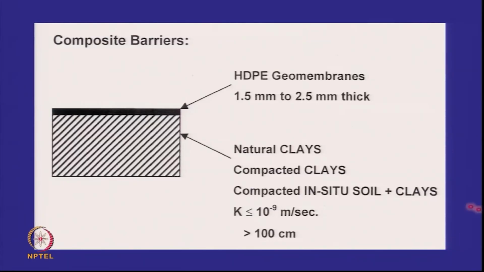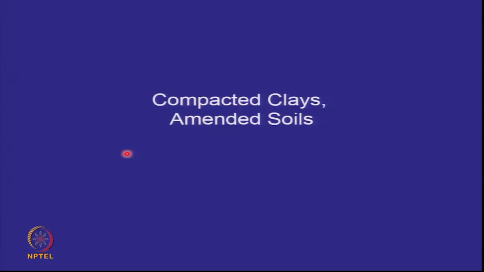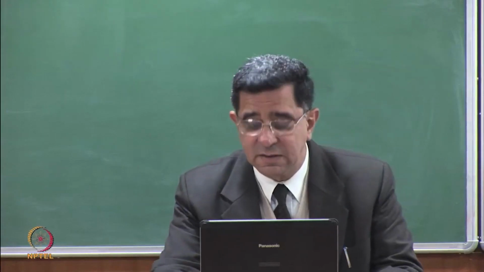A brief recap. We've been discussing this concept of a composite barrier, which has a geomembrane at the top in intimate contact with a low permeability clay, a thin element and a thick element. And we started discussion on the thick element, the compacted clays and the amended soils, last time.